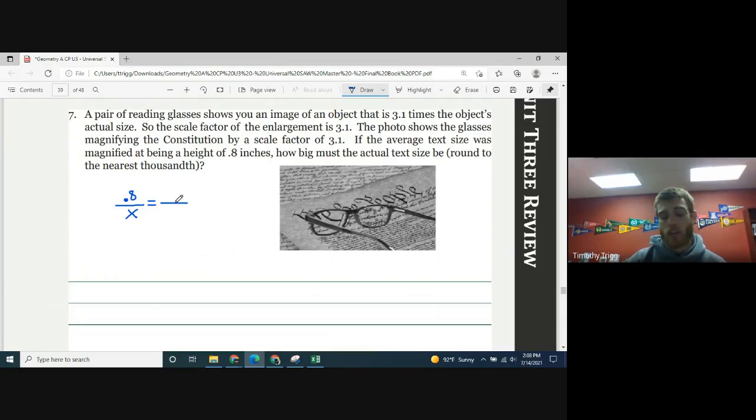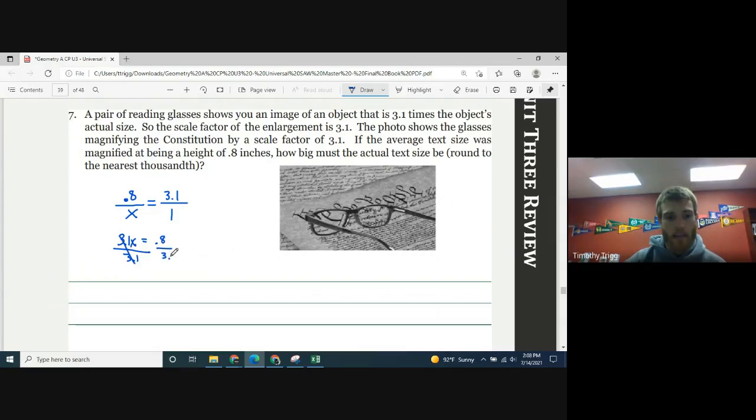The second fraction that we're going to make in our proportion, the scale factor goes on top over the original factor, which is just 1. So your eyes basically have a scale factor of 1. To solve for x, we cross multiply. So x times 3.1, that's 3.1x, equals 0.8 times 1, which is 0.8. To solve for x, we divide both sides by 3.1.